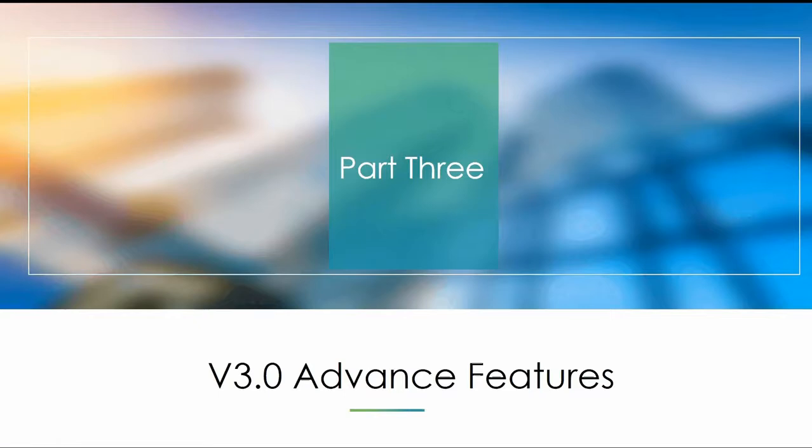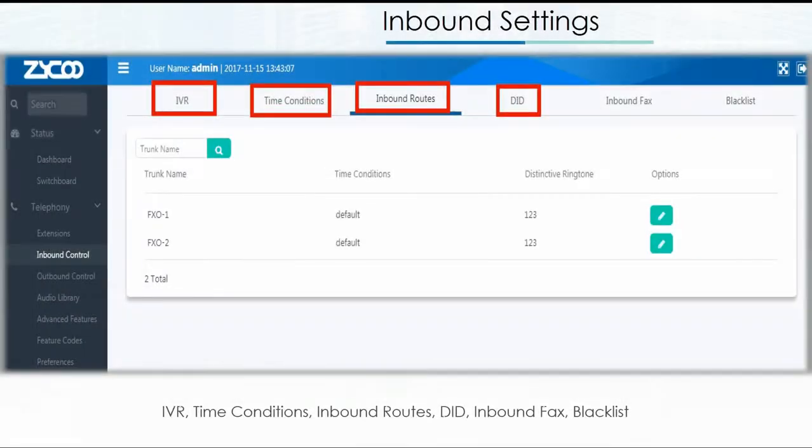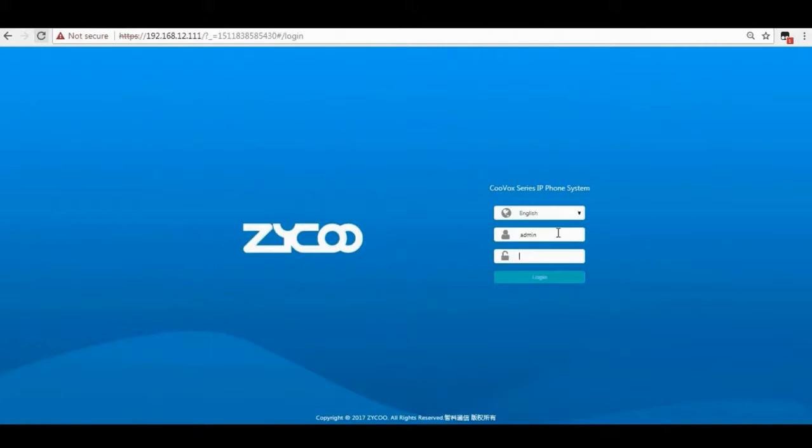Part 3. So let's have a look at some of the advanced features available in Coolvox. First, inbound settings. So within the GUI, on the Inbound Control section, you can set IVR, time conditions, inbound routes, DID, inbound fax, and blacklist. I'll give you a demonstration of some of these features.